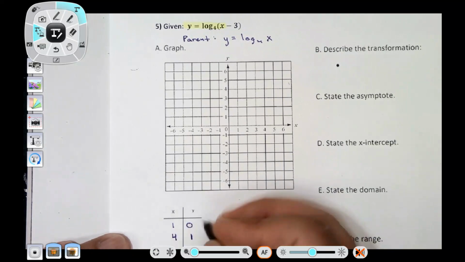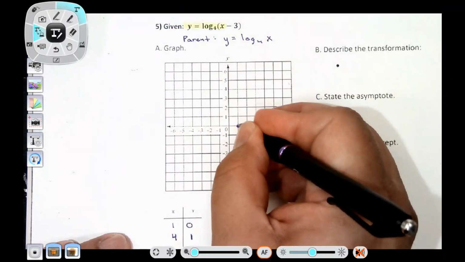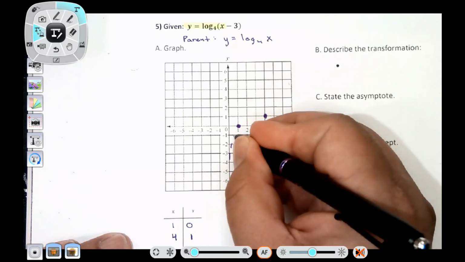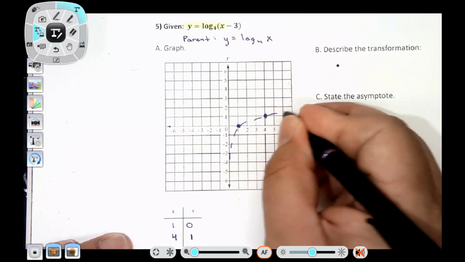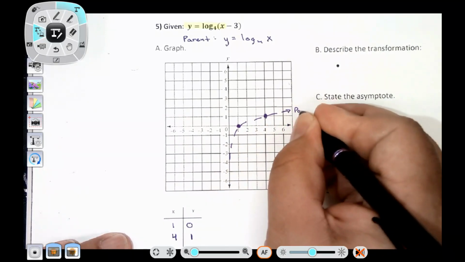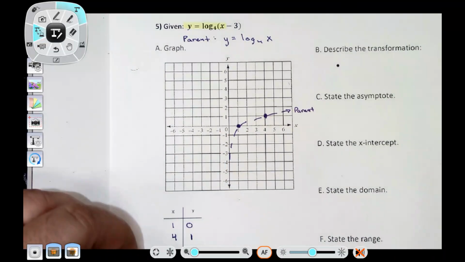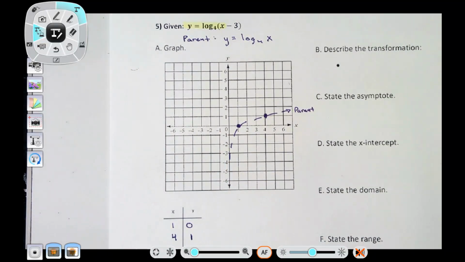So I'm going to start by drawing the parent. 1, 0, 4, 1. Now this is just the parent function, so this is not my official answer yet. There's the parent. Remember, we know there's an asymptote here. All the parent functions go right through the y-axis there. But now let's talk about the moves.